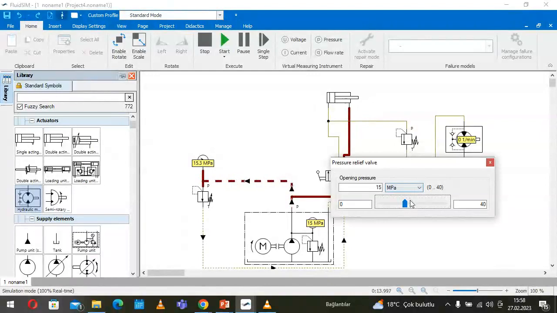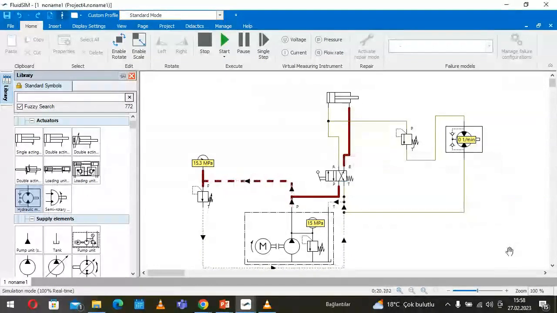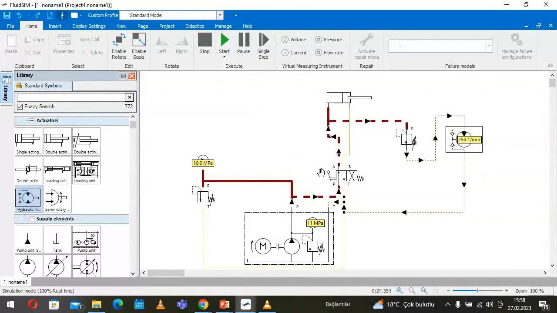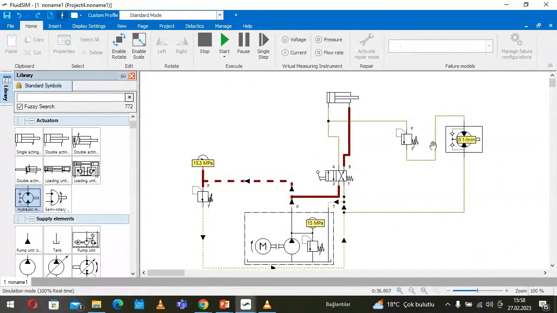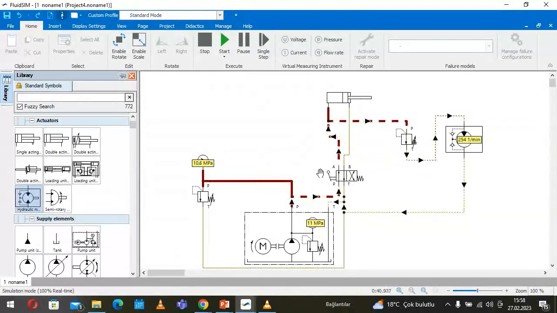So I can reduce a little bit. So that's 10. Let's have 10 here. And okay. Then let's see. So you see, it is turning. The rotor is turning. The RPM of the motor is 254. But the motor starts to turn after the piston arrives at its final position, like this.